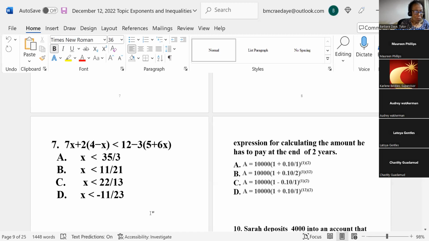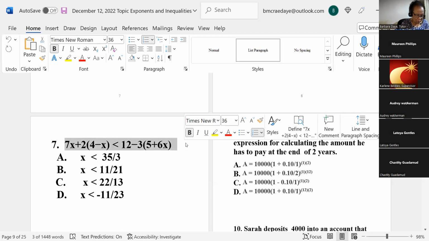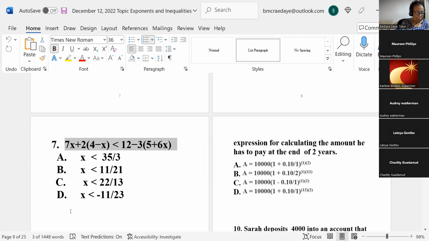Multiply 4 times. No, this 2 means to multiply by everything in the parentheses. So what would you multiply the 2 by? I will multiply the 2 by the 4. That's right. And also 2 by the what? 2 by the x. By the minus x, right? Yeah. So you multiply 2 by the 4 and 2 by the minus x. So let's just take this and copy it and do what you just said. Okay.